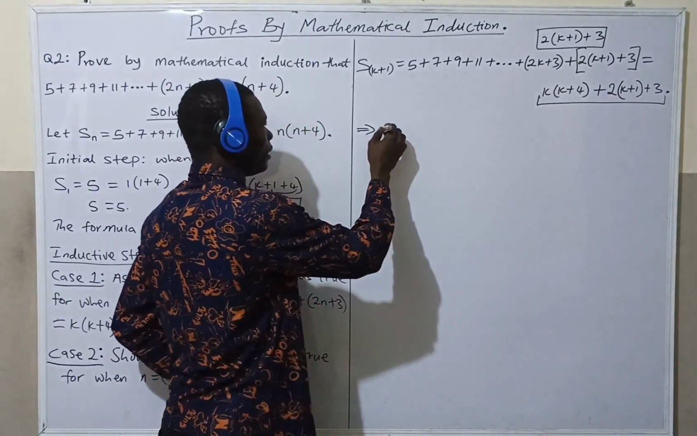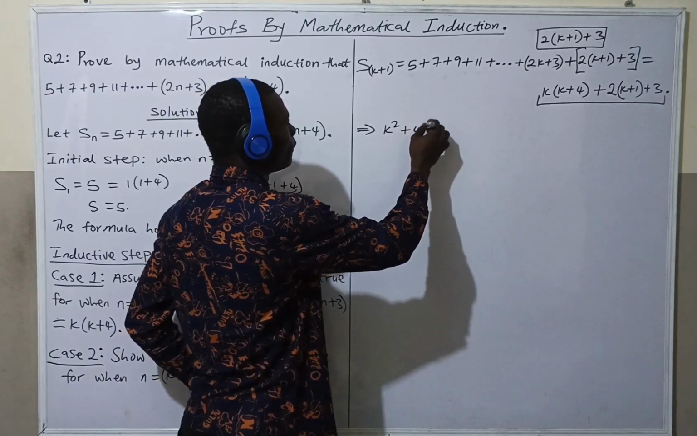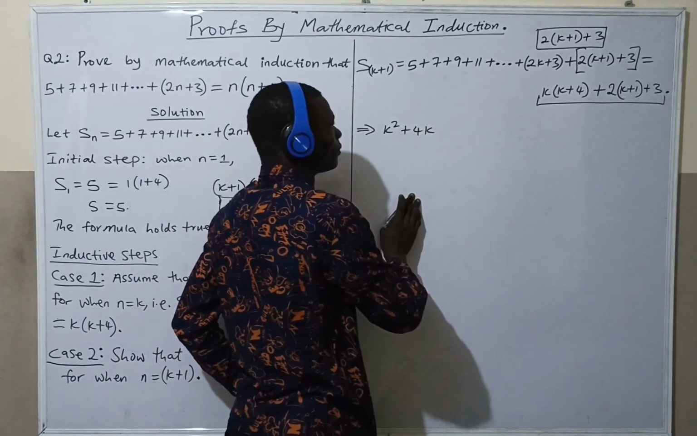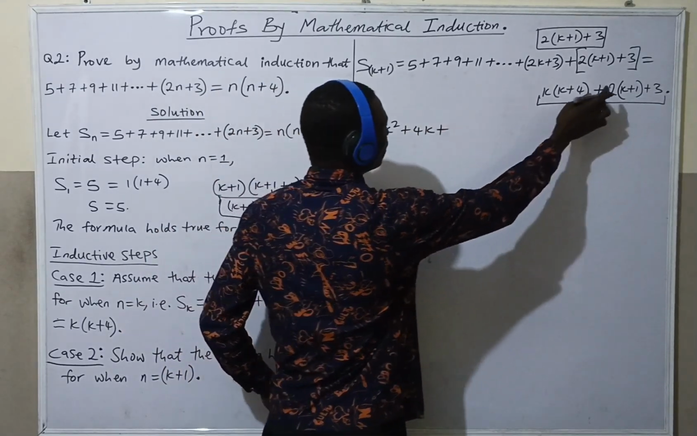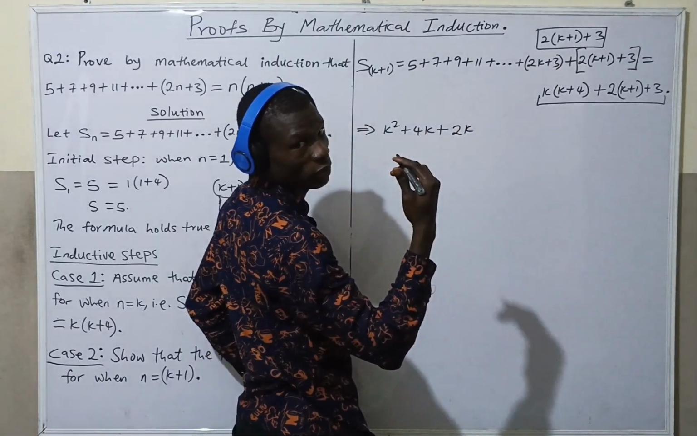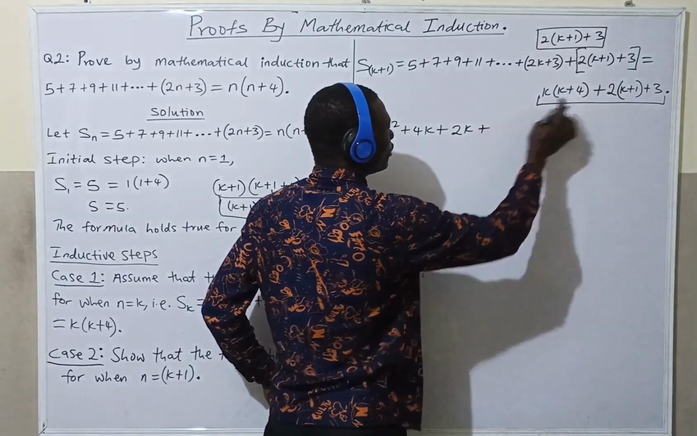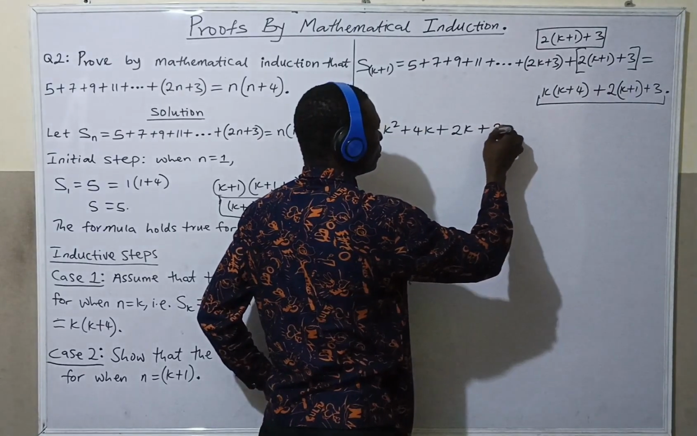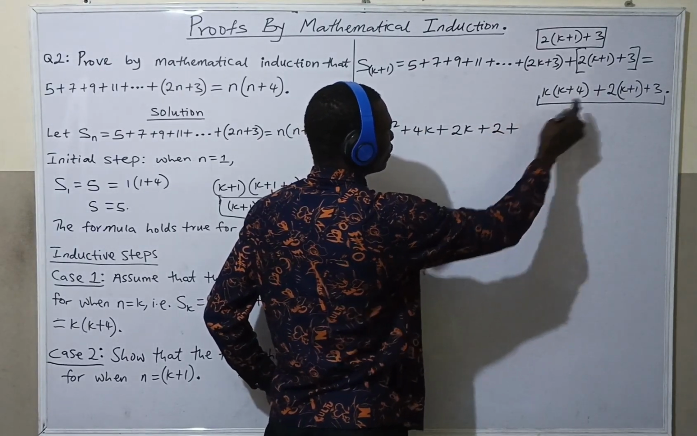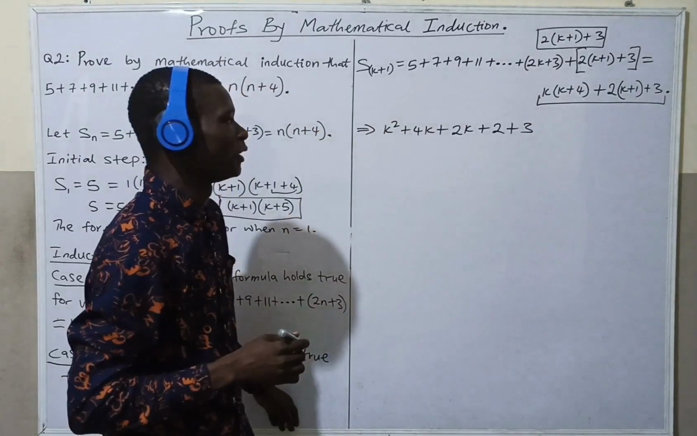K multiplied by k, that's going to be k squared plus 4k, and then plus 2 times k, 2k. Remember that. Then plus 2 times 1, that's going to be 2, and then plus, eventually at the end of it, that's going to be equal to 3.